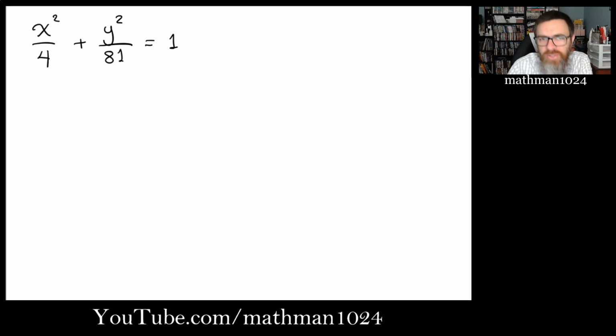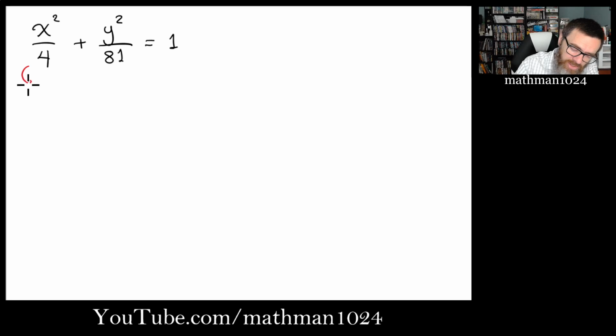All right, let's take a look at this example. We have x squared over 4 plus y squared over 81. Since both of these fractions are positive and they have different denominators, you've got the squares here, that tells us that we're dealing with an ellipse. Now, since the number underneath y is larger, that indicates that we're going to be stretched in a y direction more so than an x direction.